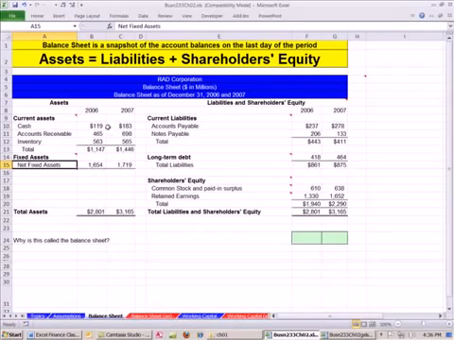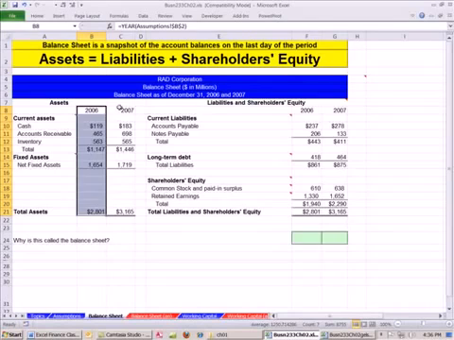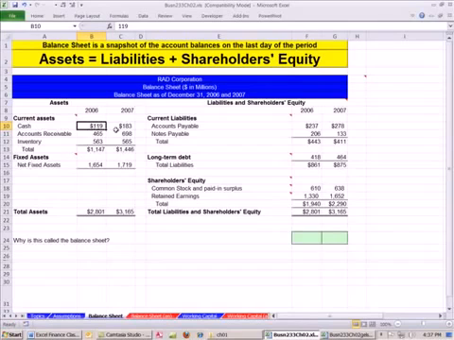Now, many financial statements show multiple periods. And the reason why is because you want to see what is the change, right? Cash was this, cash went up. Accounts receivable was this, it went up. Right? So you want to see the difference. And in this chapter, next chapter, we'll be calculating the difference.